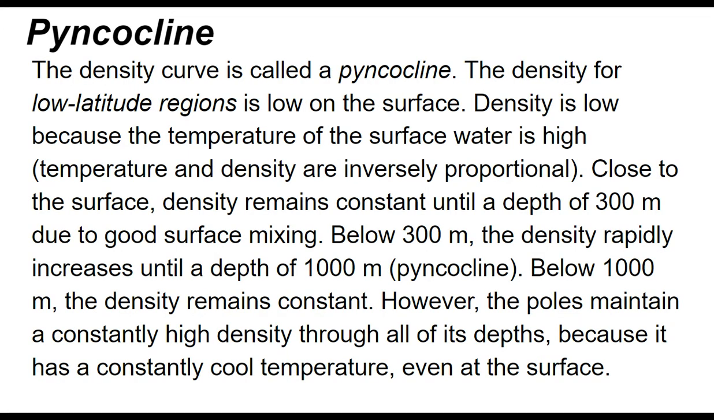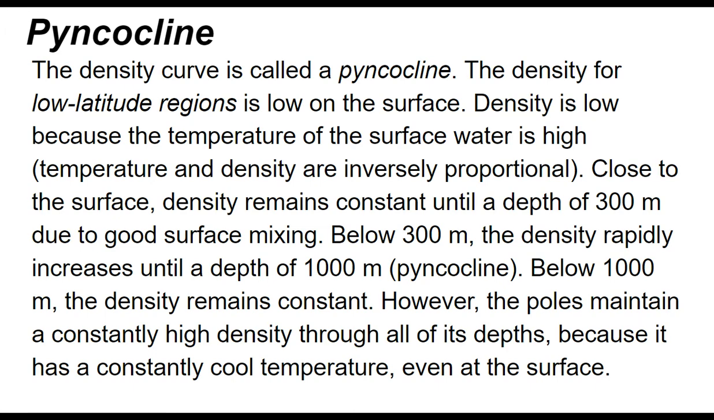Pycnocline. The density curve is called a pycnocline. The density for low latitude regions is low on the surface. Density is low because the temperature of the surface water is high. Temperature and density are inversely proportional. Close to the surface, density remains constant until a depth of 300 meters due to good surface mixing. Below 300 meters, the density rapidly increases until a depth of 1,000 meters, aka the pycnocline. Below 1,000 meters, the density remains constant.